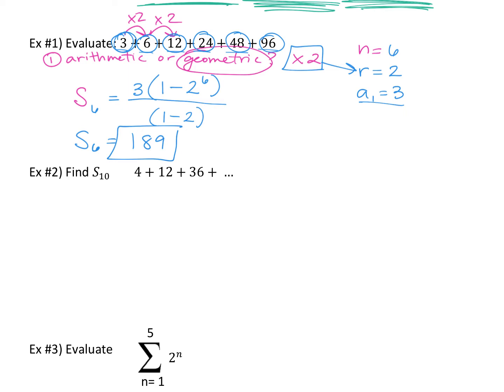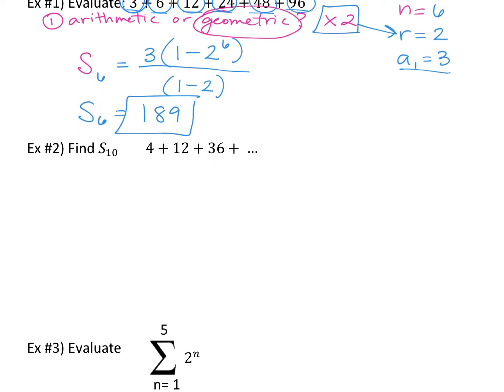Okay, so example number 2 here says find S sub 10. So in this problem, the things we need are n, r, and a sub 1, okay? Because we can tell right now this is what kind of formula? Okay, so this looks infinite. We're going to find the sum of the first 10. So we don't need to worry about the fact that it would be infinite. We're worried more about the geometric versus arithmetic. This is geometric, right? Because we're multiplying by what? By 3. Okay, so we know it is geometric because we're multiplying by 3.